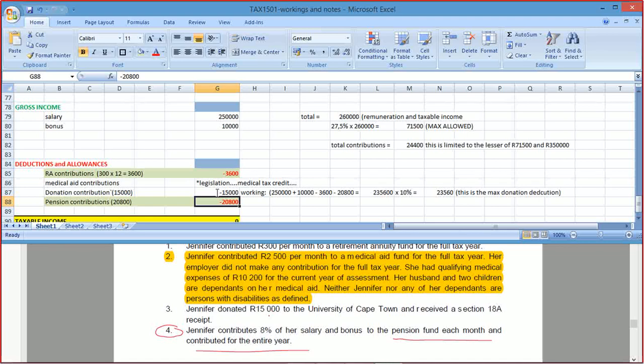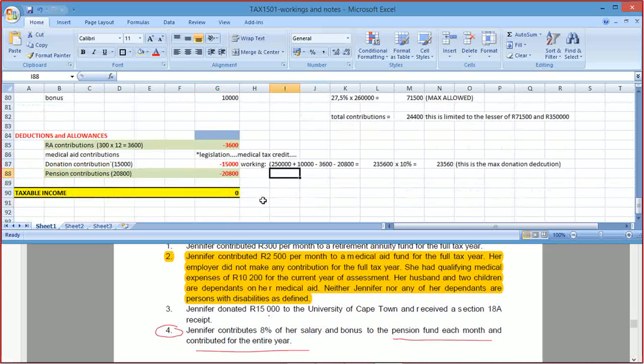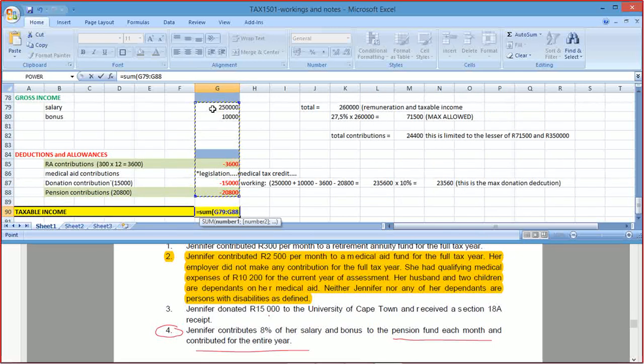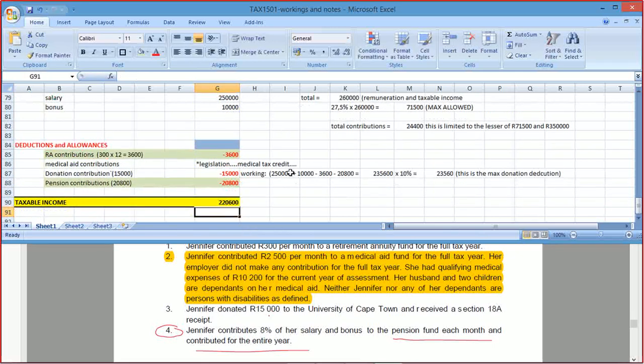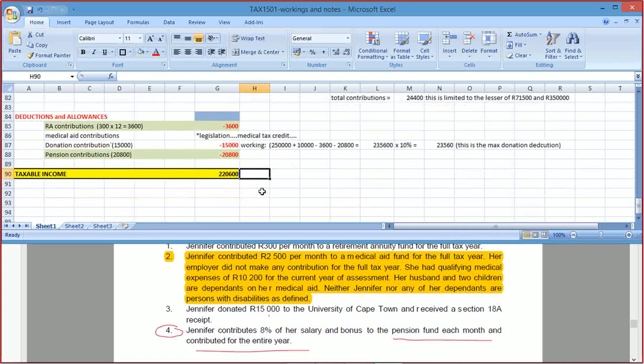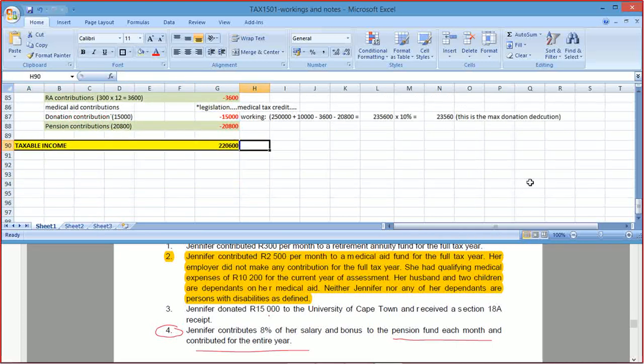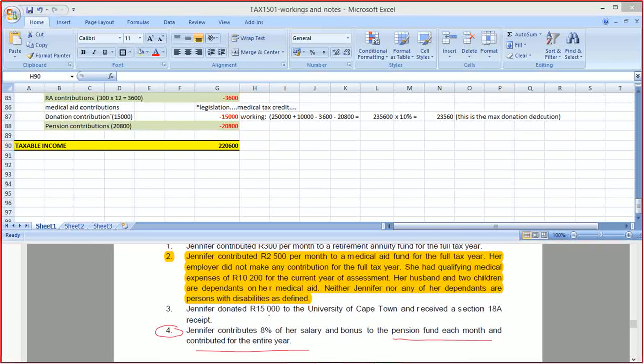Good. Right, do you see how we do the calculations? Limited to, yeah. Okay, and then we need the medical aid tax credit. So taxable income we can actually calculate. Sum up all of this stuff. Taxable income of 220,600. That's the taxable income that we have here, and then we're going to apply the medical aid tax credits.